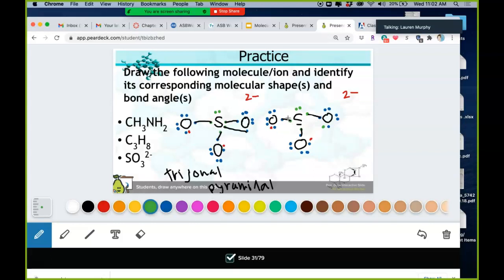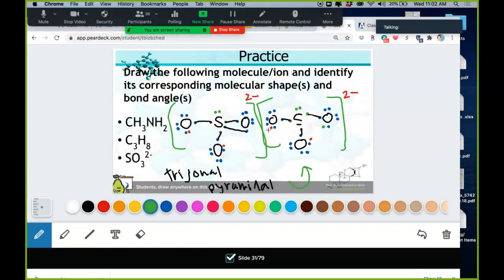However, the shape is the same. 3 things bonded to the central atom and a lone pair. So this is also trigonal pyramidal. Again, both of these structures are possible. This one has an expanded octet. This one follows the octet. Any questions on those or their shapes?